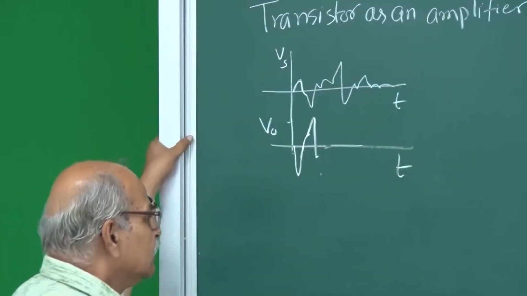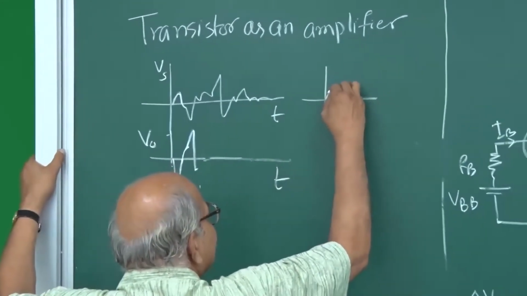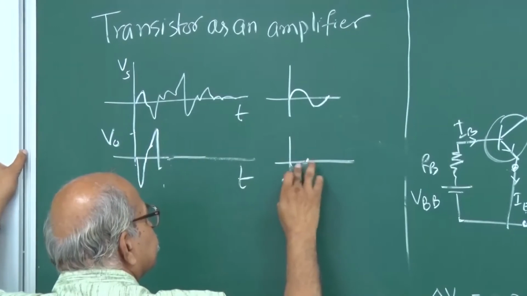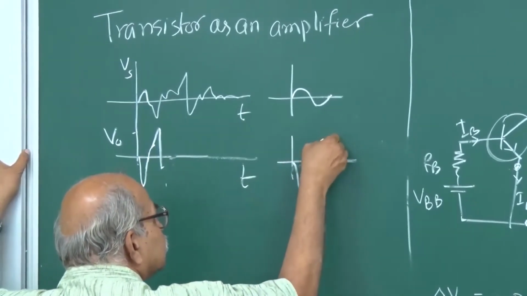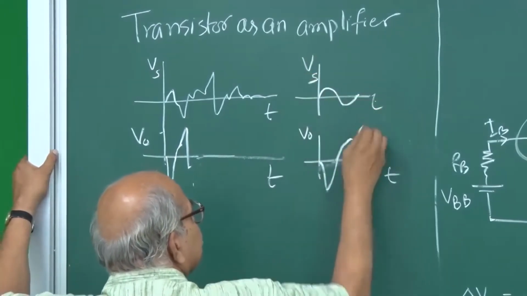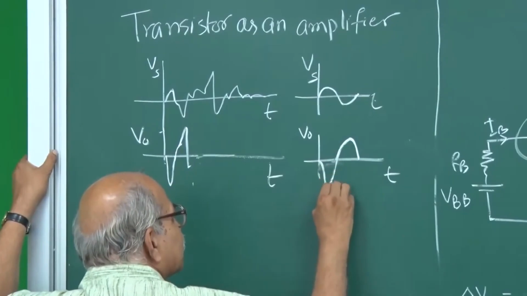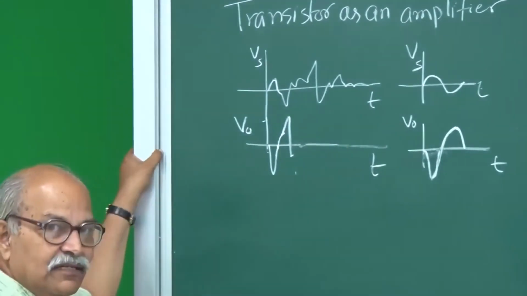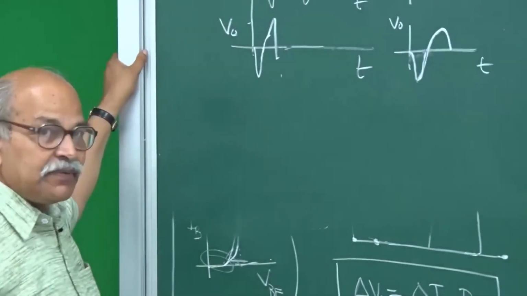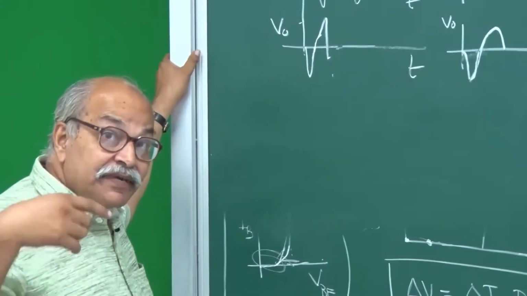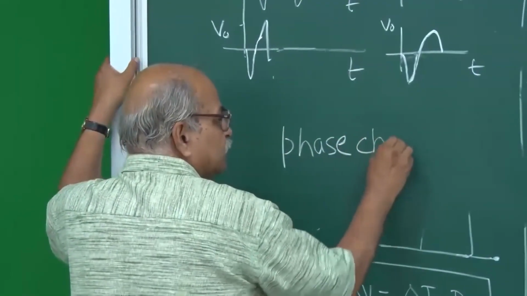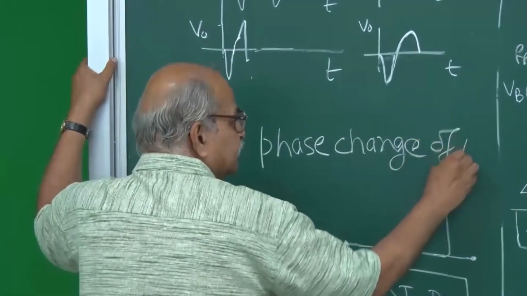So, if I draw a simpler figure, if my signal is like this, then the output will be like this. This will be output and this will be Vs, right. Of course, not a very good drawing, but you understand what I am trying to say. So, the important lesson is that if you use a single stage transistor in this common emitter mode, the amplification is there, but then there is a phase change of pi during this amplification.